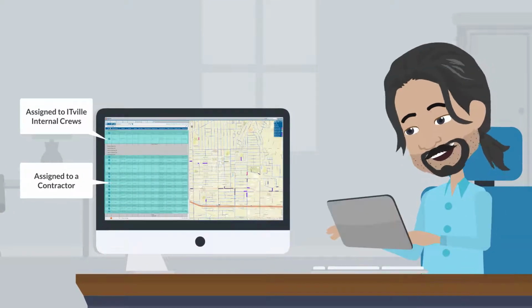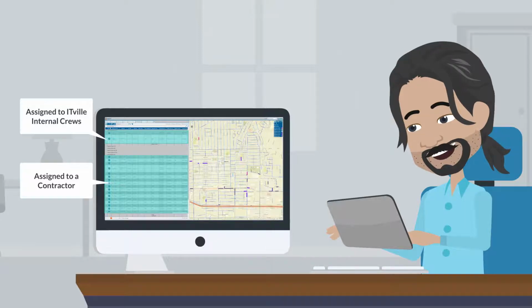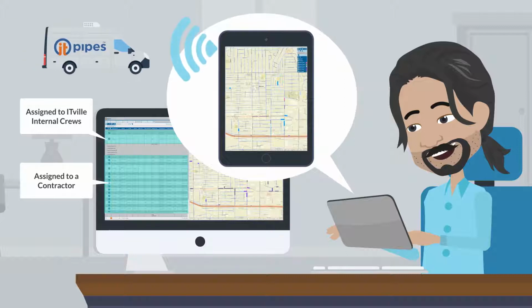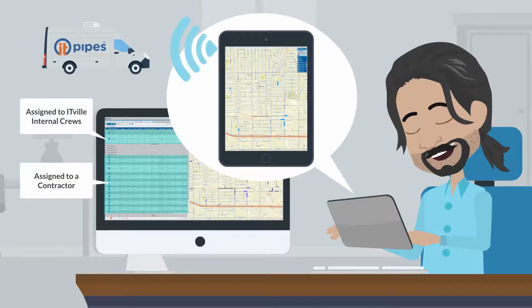contractors. Bob can see there are point repairs waiting to be assigned to internal staff and can create work orders for those pipes. Those work orders automatically sync to the field crew.